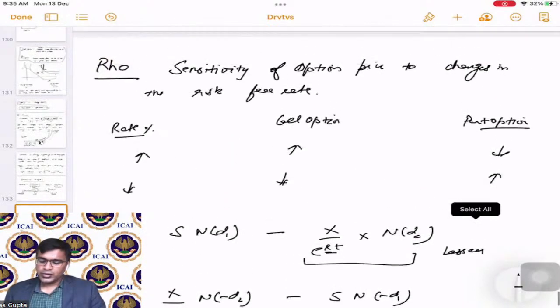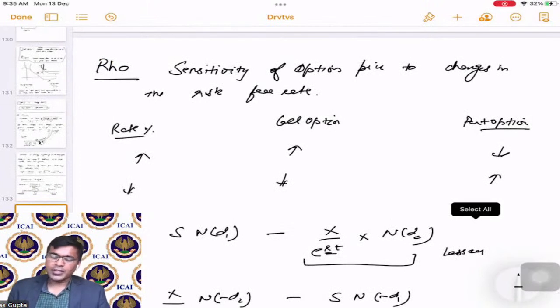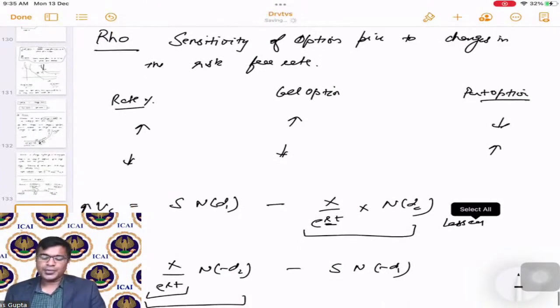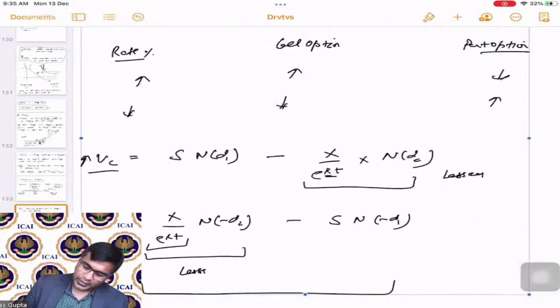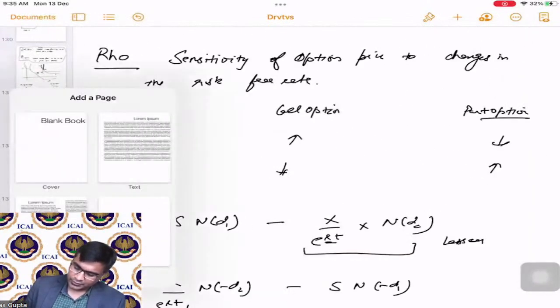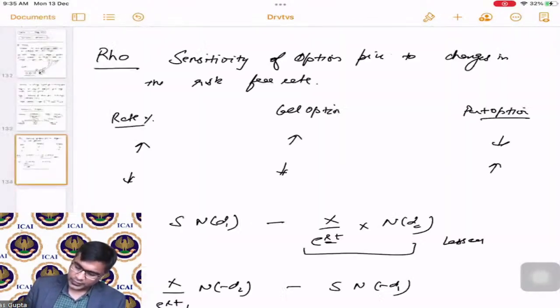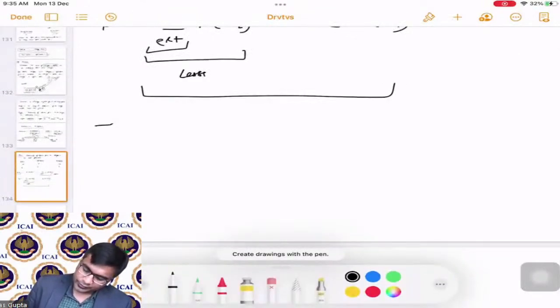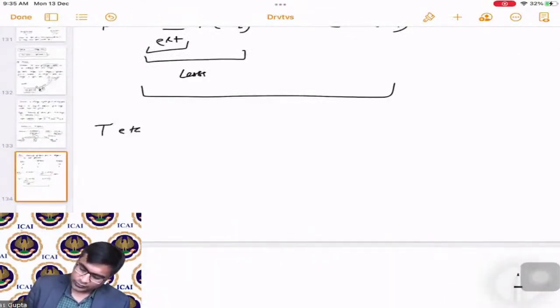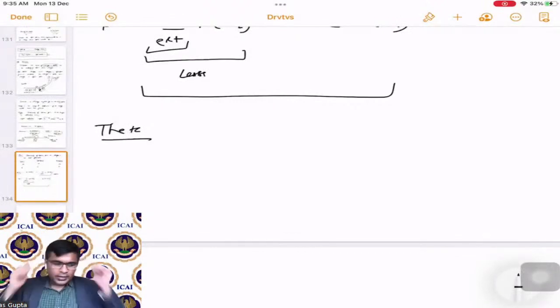Okay. So both call option and put option are related to the rate, but in such a manner that call option is positively related and put option is negatively related. Now, coming to the last point, which is theta. This is called theta. Theta is actually related to the passage of time.